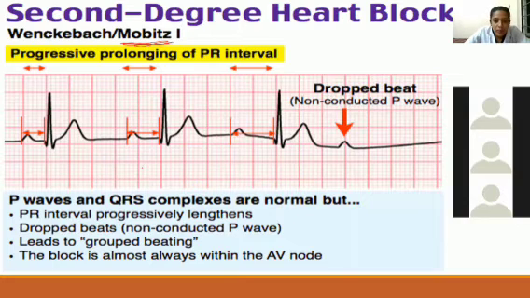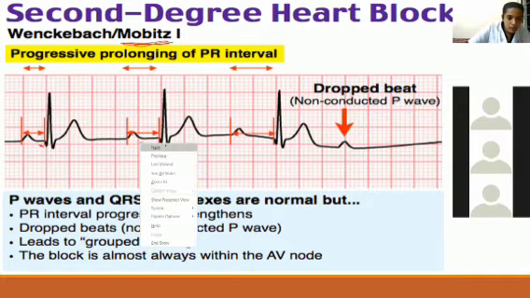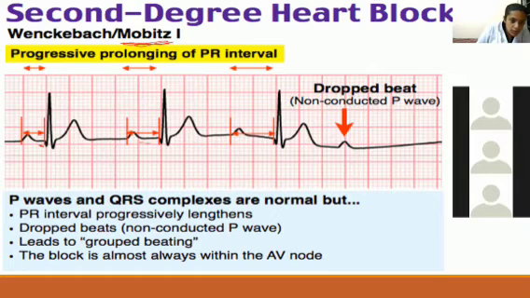P waves and QRS complexes are looking normal. The base structure will be normal only. Morphologically it is normal. The PR interval progressively lengthens and dropped beats will be there, leading to grouped beating. The block is almost always within the AV node. So you can see in the ECG, in Mobitz 1, the P wave after this delay is small here. Then it is a little elongated here. Then it is more elongated. Then one beat is dropped here.